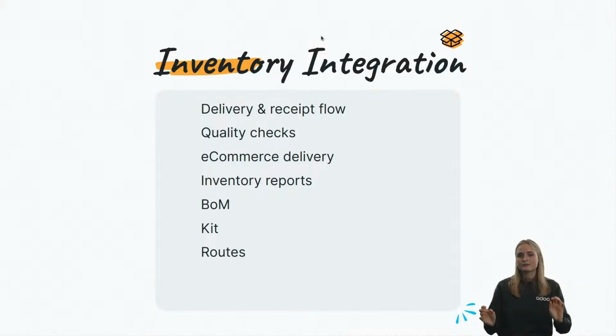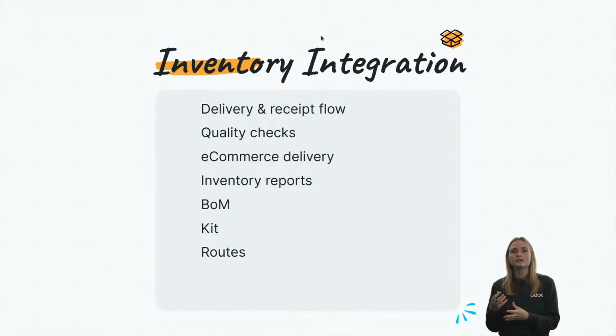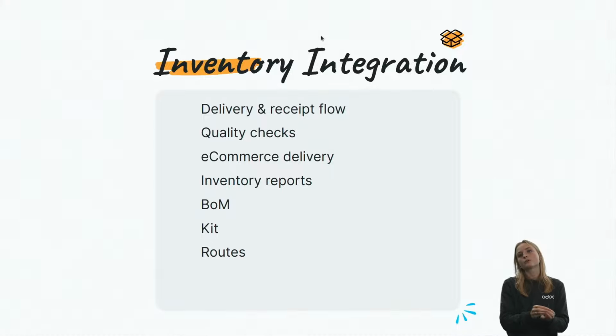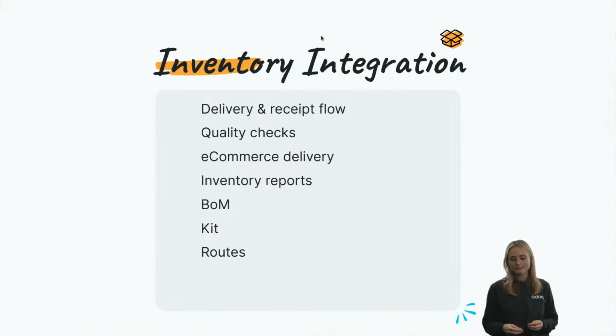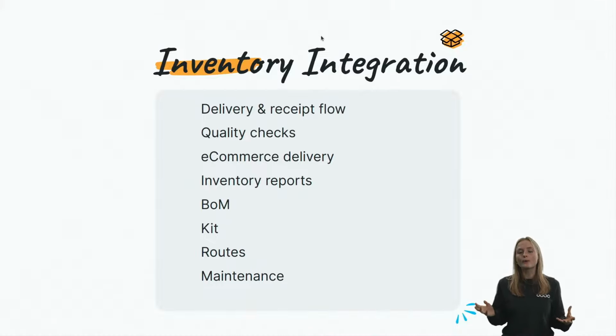Then we also have routes available now for the rental products. This can be useful, for instance, if you have several warehouses and you want to automate the path the product has to follow in order to be rented out correctly. And last but not least, the maintenance flow is now also available for your rental products. For instance, I could assign tasks to my technicians and they will know exactly what products they need to maintain.